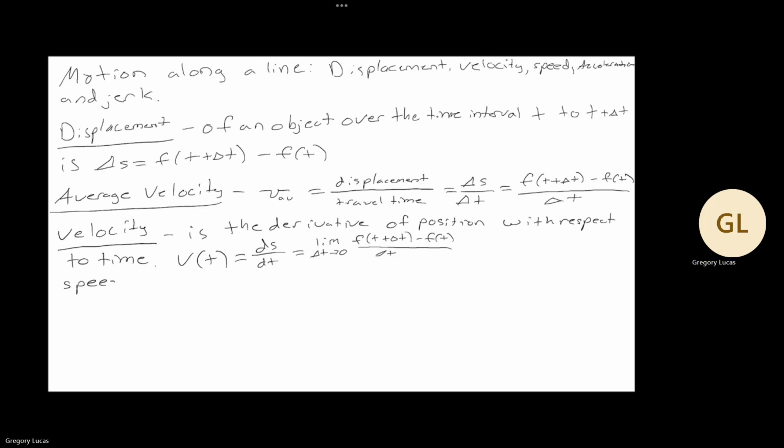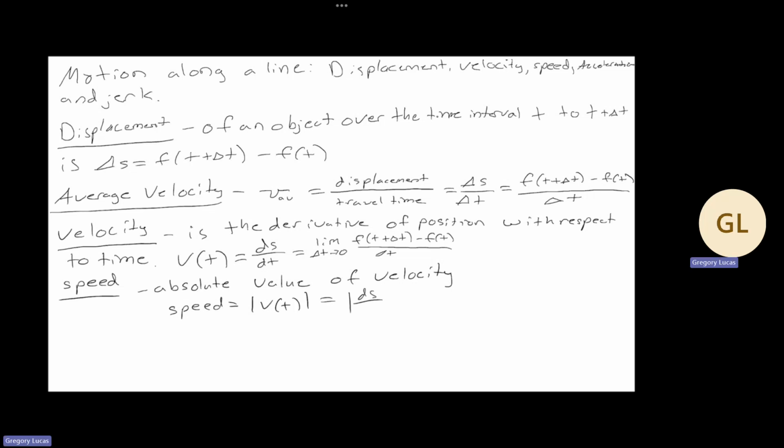Okay? Let's keep going. Speed, we're going to define as the absolute value of velocity. Okay? So velocity could be positive and negative, depending on the direction of where we're moving. But speed, we just take the absolute value. So we say speed is equal to the absolute value of v of t. So it's the absolute value of ds over dt.